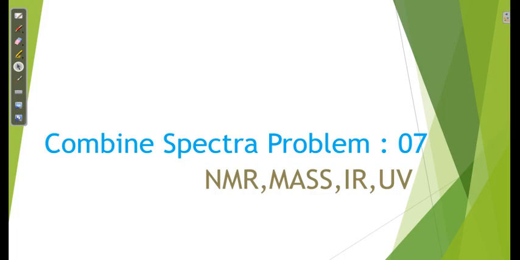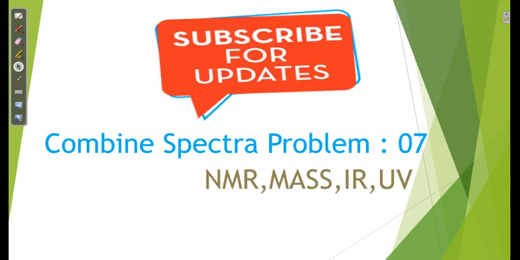Dear learner, let us start to learn about combined spectra problem analysis 7. Today we reach the seventh spectra. After analysis 6, I hope you enjoyed the learning. Today we'll discuss with the help of NMR, mass, IR and UV. These four are the pillars of spectroscopic analysis to identify the structure. Let us start.